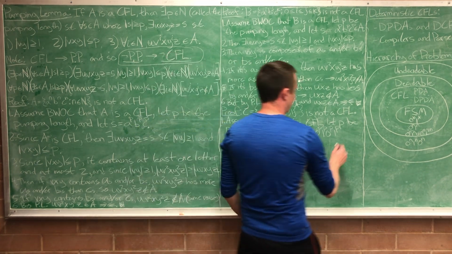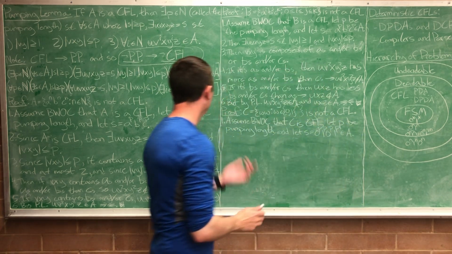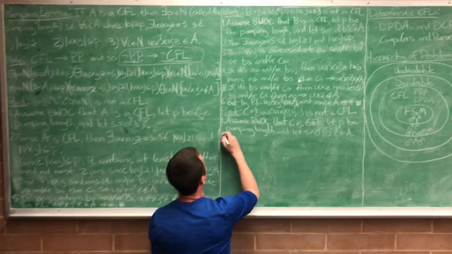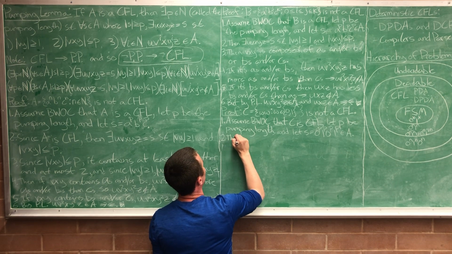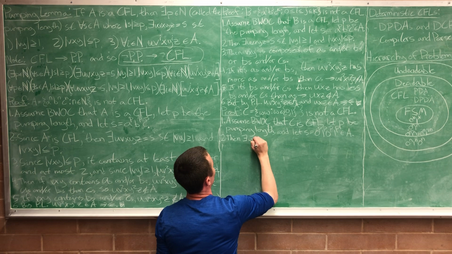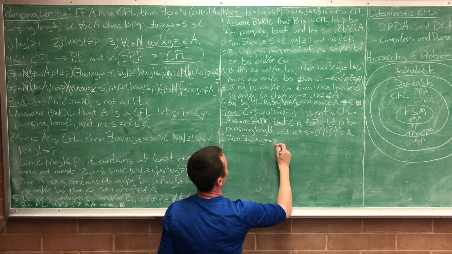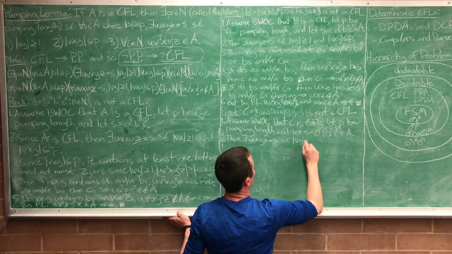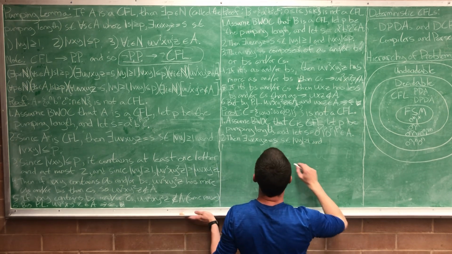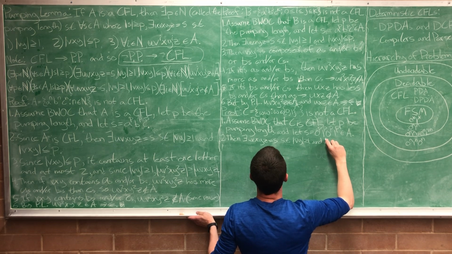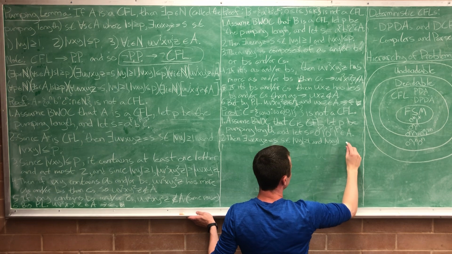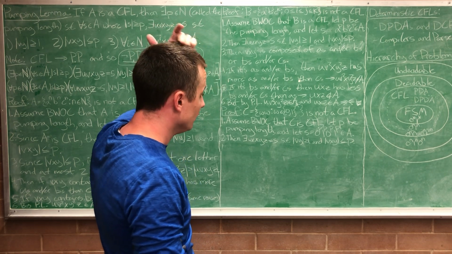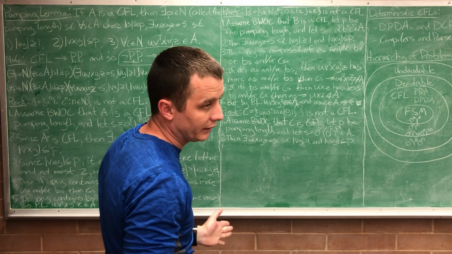Okay, and let S equal that, which is in A. Then there exists u, v, x, y, z equal to S such that |vy| is greater than or equal to 1 and |vxy| is less than or equal to p. Now we have three cases that we care about here.